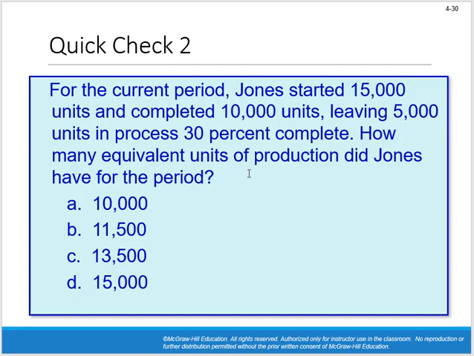Let's try this quick check. For the current period, Joan started 15,000 units and completed 10,000 units, which leaves 5,000 units in process, and they're 30% complete. How many equivalent units of production did Jones have for the period? So start with the ones that you know are completed, and then add the partially completed units. Go ahead and pause for a moment while you figure it out.